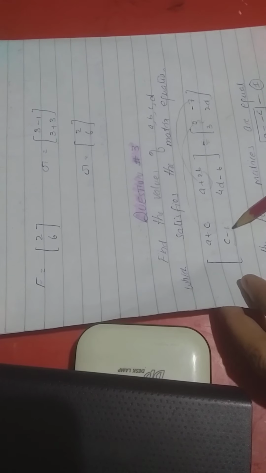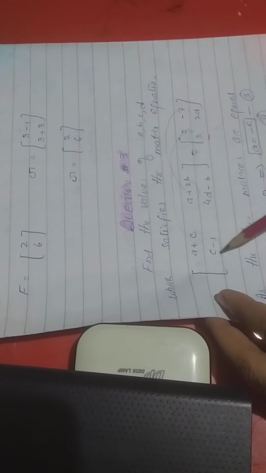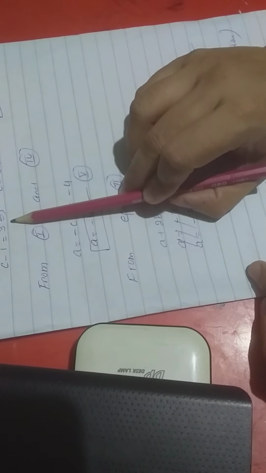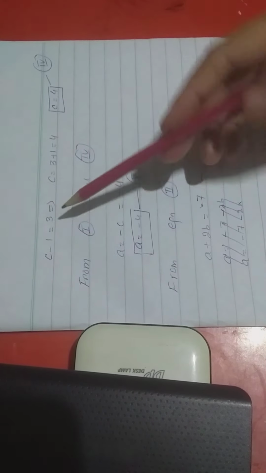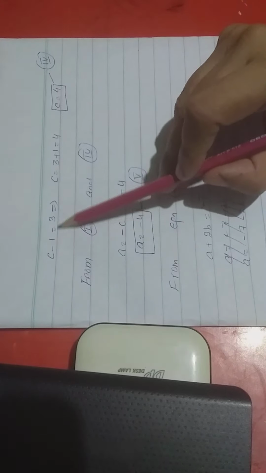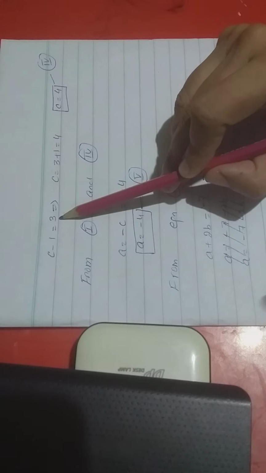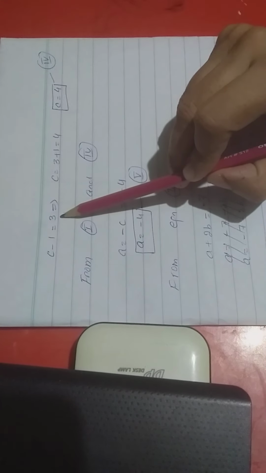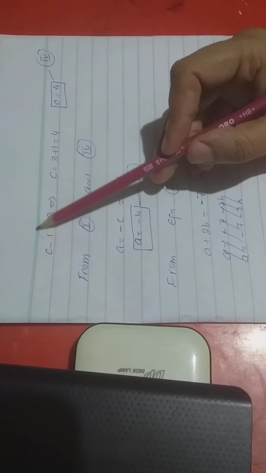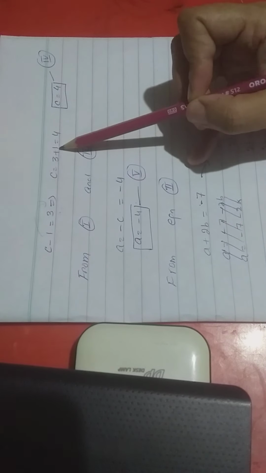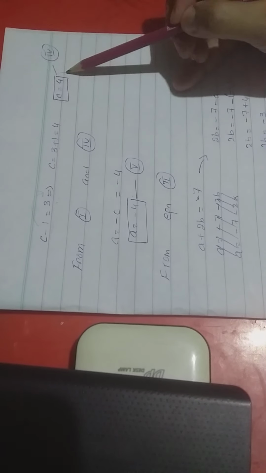Okay, the third element here is C minus 1 and here is 3. So C minus 1 should be equal to 3. Okay, this is the information given to us in the question. Because the two matrices are equal, so we can write that the third element of the matrix on the left hand side will be equal to the third element of the matrix on the right hand side. So C minus 1 must be equal to 3. Okay, this implies that if we shift -1 to the right hand side, C is equal to 3 plus 1 is equal to 4. So the value of C is equal to 4.